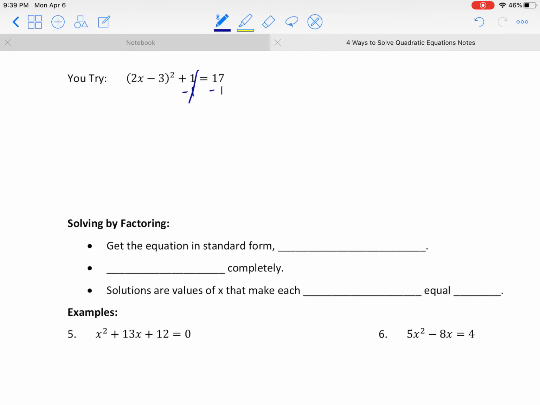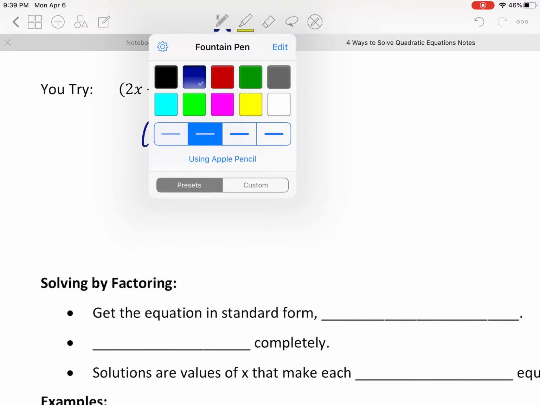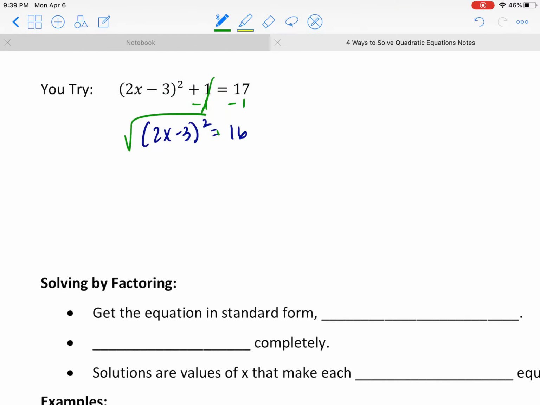All right, I think I have one for you to try. If you want to pause, give it a shot. This one is a little trickier because there's an extra piece inside the parentheses. So if you don't want to try, I don't blame you, but let's see. We're going to subtract the 1 over. So let me do that again. Subtract the 1 from both sides, and that leaves us (2x − 3)² = 16.